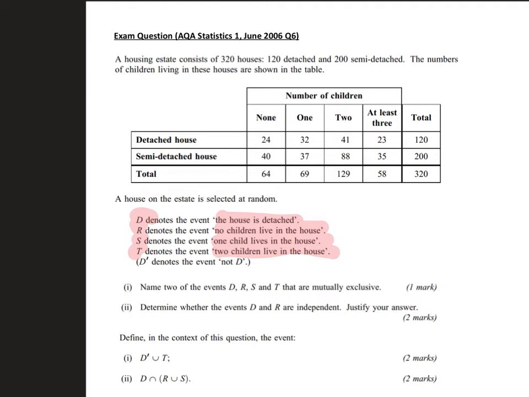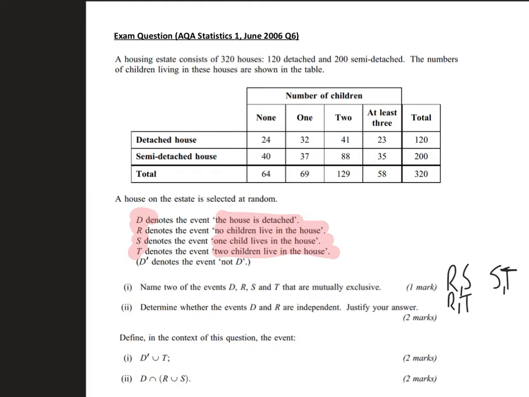Then, two of the events that are mutually exclusive. So two that can't happen at the same time. Well, R and S are mutually exclusive. So you can't have no children and one child. R and S. You could also have R and T, or you could have S and T. Yeah, because those are the pairs that can't happen at the same time.